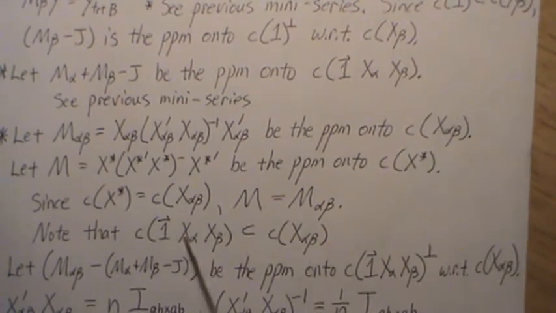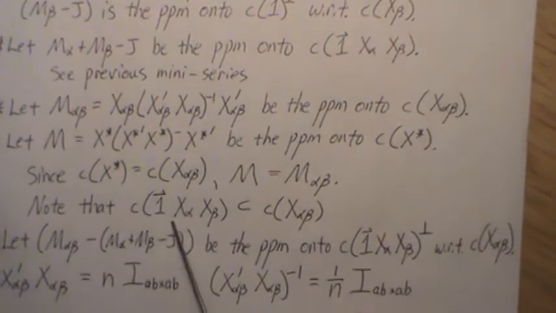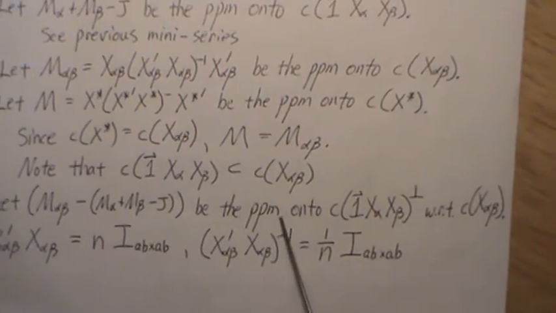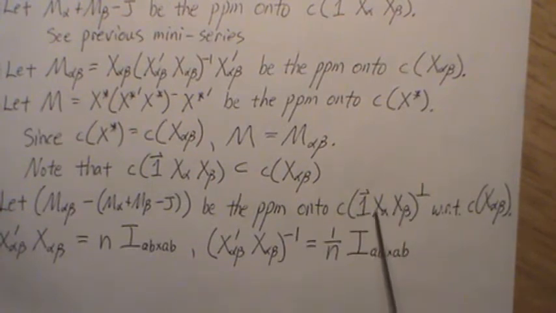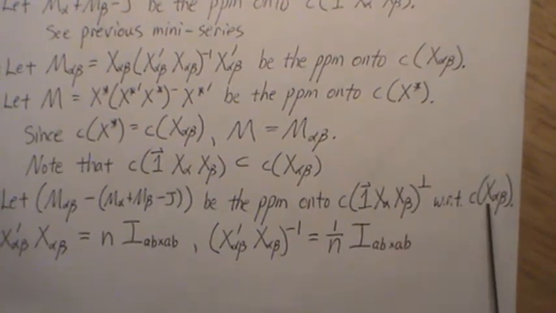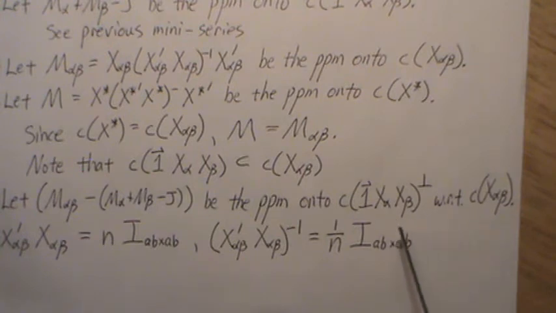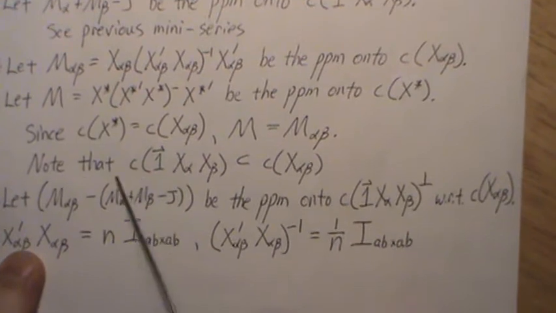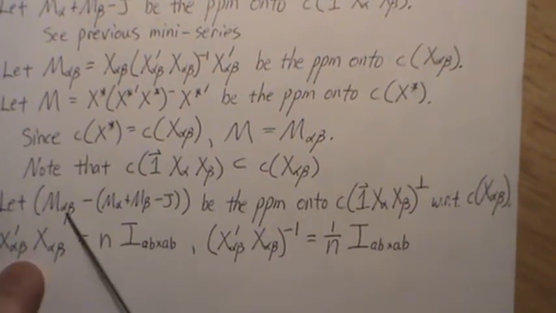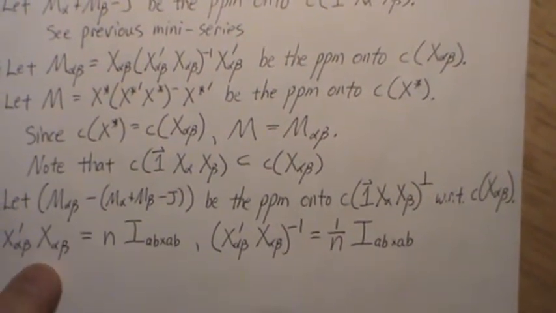So that means the difference of their two perpendicular projection matrices creates a perpendicular projection matrix onto the orthogonal complement of this space with respect to X alpha beta. Okay, so now we're going to look at this perpendicular projection matrix, M alpha beta times Y.